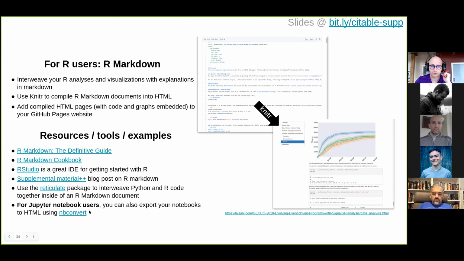Also for Jupyter Notebook users, because I know quite a few people, instead of using R, might use Python. And instead of R Markdown, they'll use Jupyter Notebooks. You can totally do all the same things: interweave your Python code with Markdown, and use tools to export those notebooks as HTML files, which you could then push up to your repository. You've got a really cool web page.